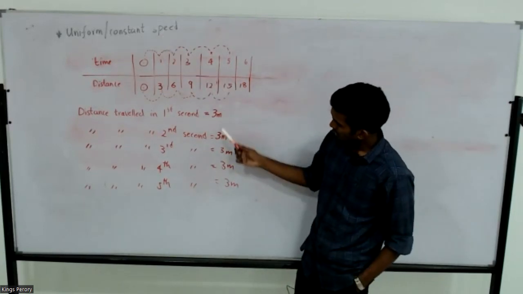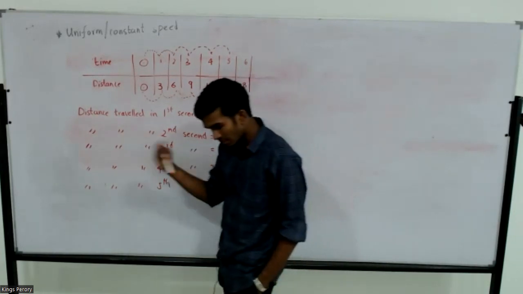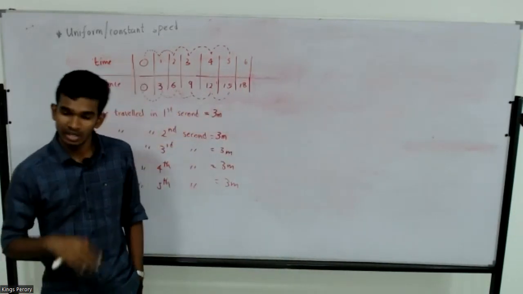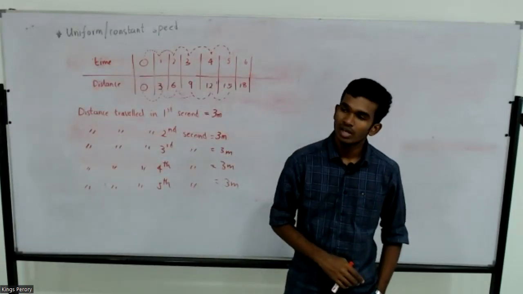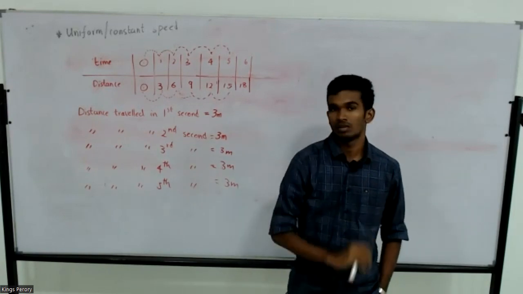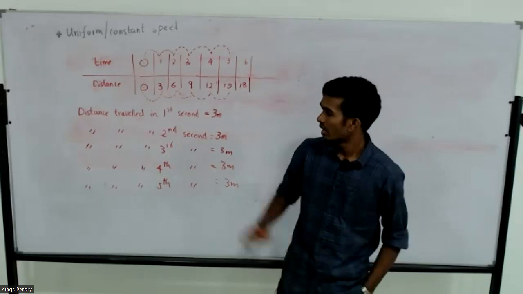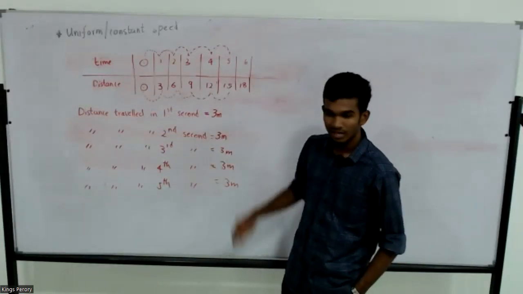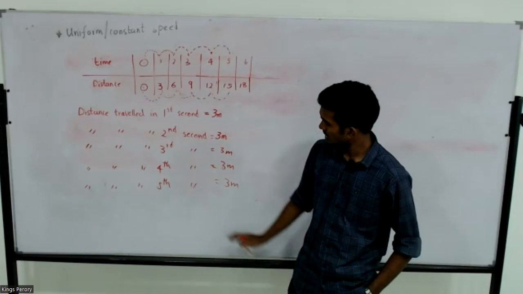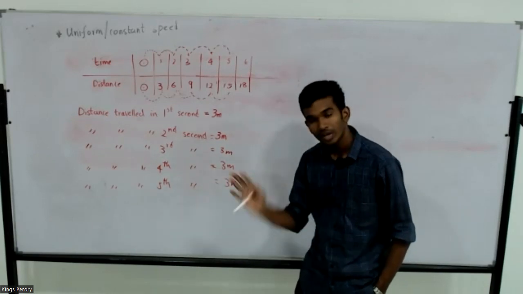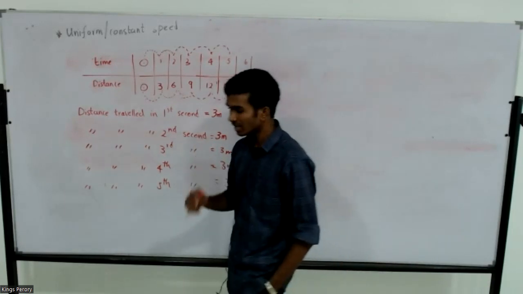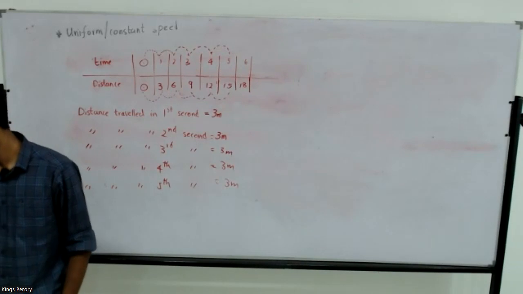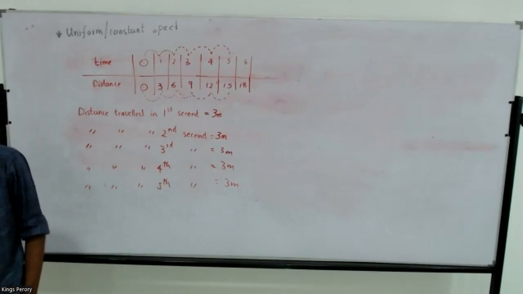Now, when it travels in constant speed, each and every second, however long it goes, it is going to cover the same distance in each and every second. Now, then tell me, if a vehicle goes in constant speed, in the first second, it is covering 5 meters. Then what is the distance covered in fifth second? 5 meters. What is the distance covered in 10th second? 5 meters. What is the distance covered in 20th second? Again 5 meters. Yes, good.